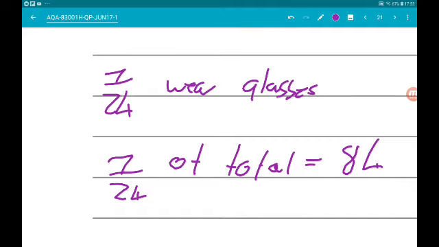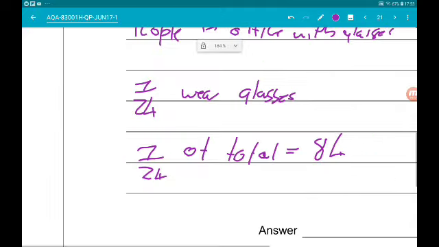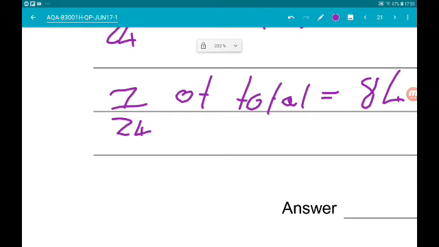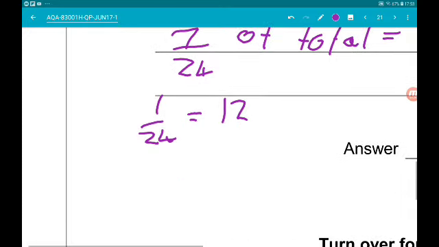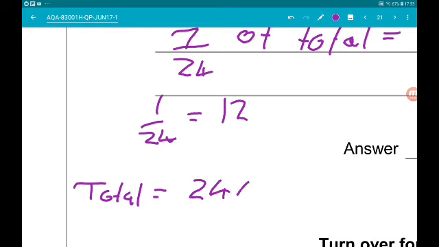Now we can find 1/24th by dividing by 7. So 1/24th is equal to 12. So the total is 24 times 12. So without a calculator I would do 10 times 24 is 240, 2 times 24 is 48, 240 and 48 is 288. Cool.